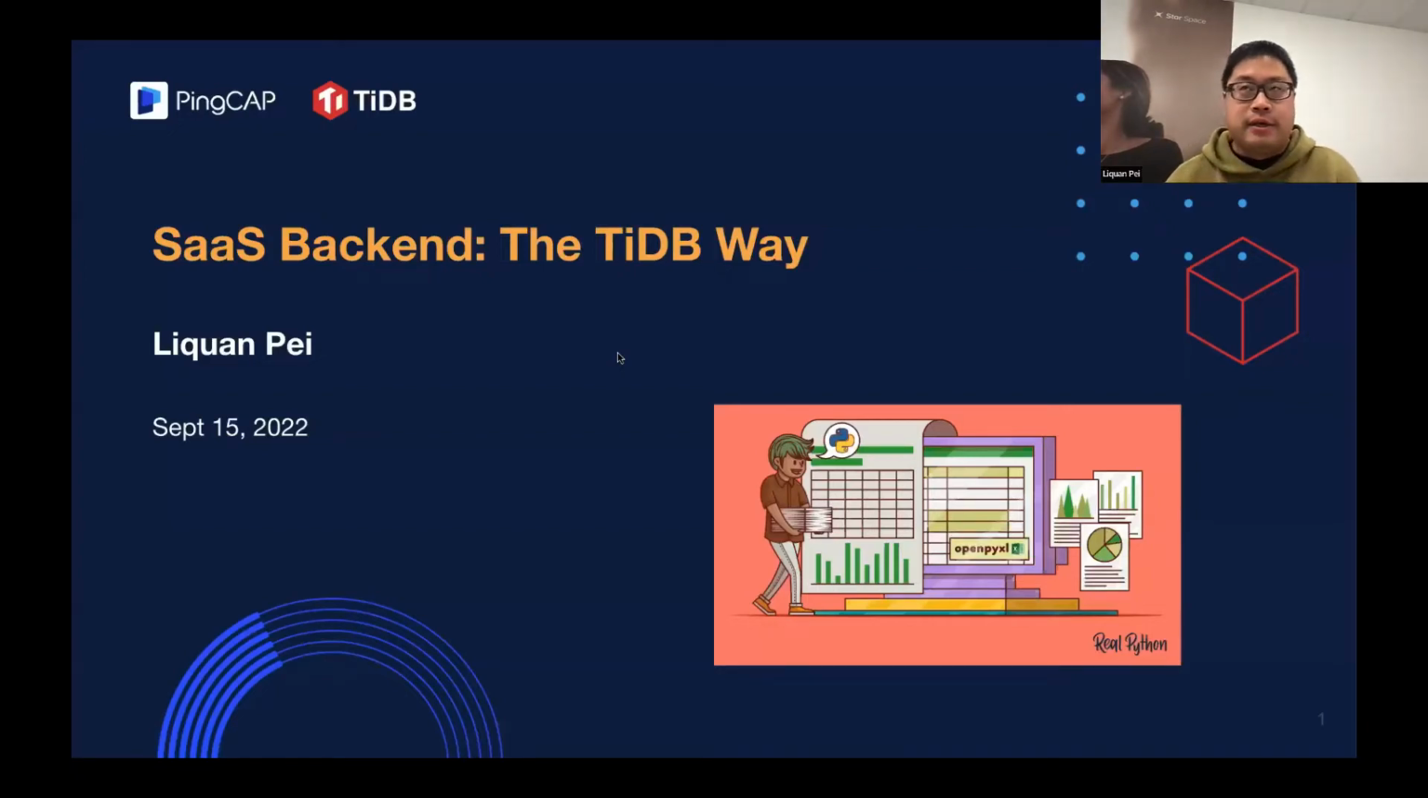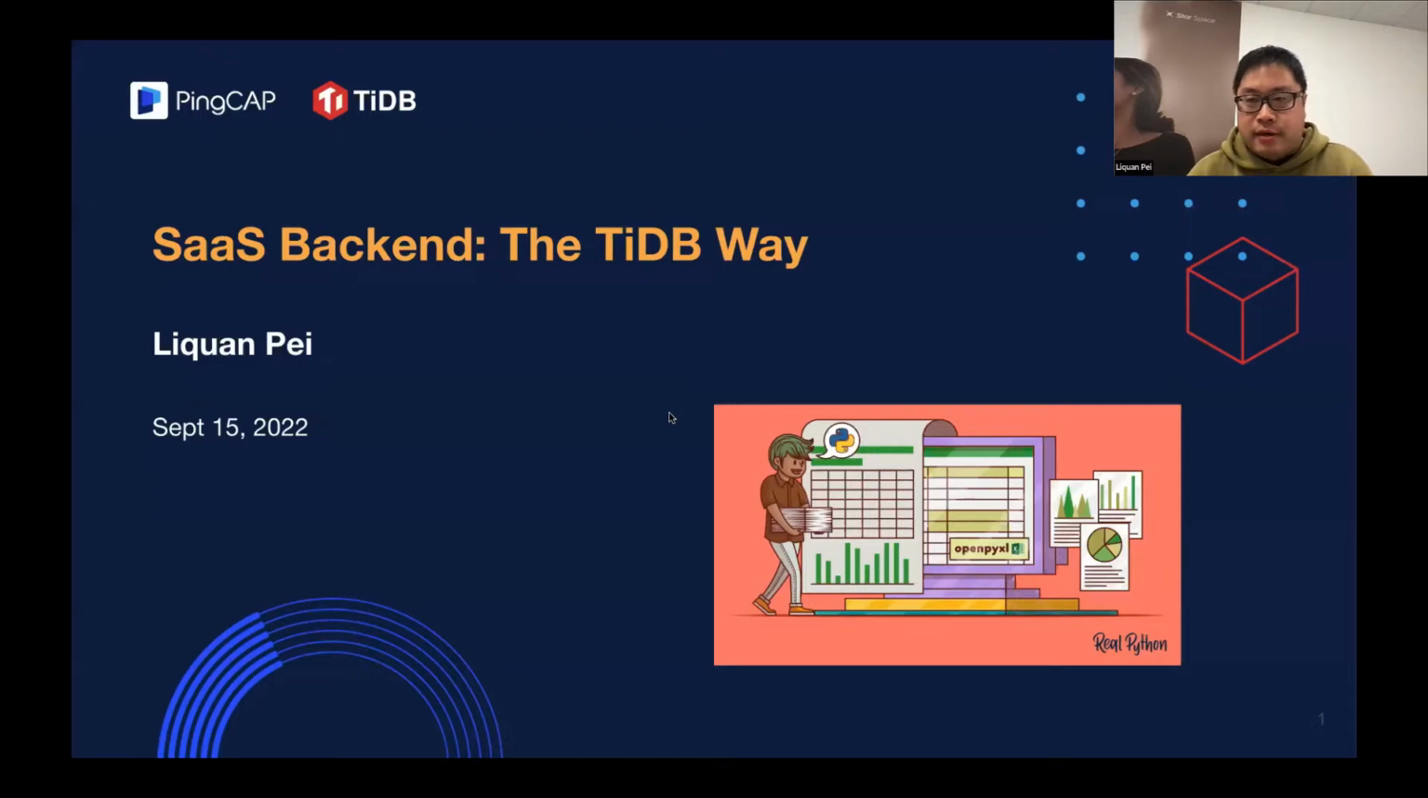So today my talk will be really focusing on SaaS, and my topic will be trying to give a perspective on why you should build a SaaS application using TiDB from day one. My view of SaaS is really like a spreadsheet. When I think about SaaS, it's really like some advanced version of a spreadsheet. So that's why I put the figure here.